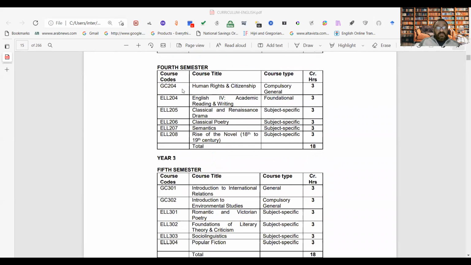Fourth semester: Human Rights and Citizenship, Compulsory General, 3 credit hours. English 4, Academic Reading and Writing, Foundation, 3 credit hours. Classical and Renaissance Drama, subject-specific, 3 credit hours. Classical Poetry, subject-specific, 3 credit hours. Okay, Semantics, subject-specific, 3 credit hours. And Rise of Novel, 18th to 19th century, subject-specific, 3 credit hours.